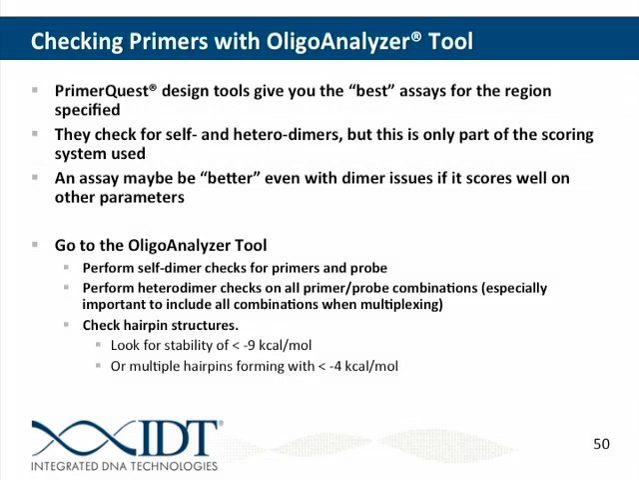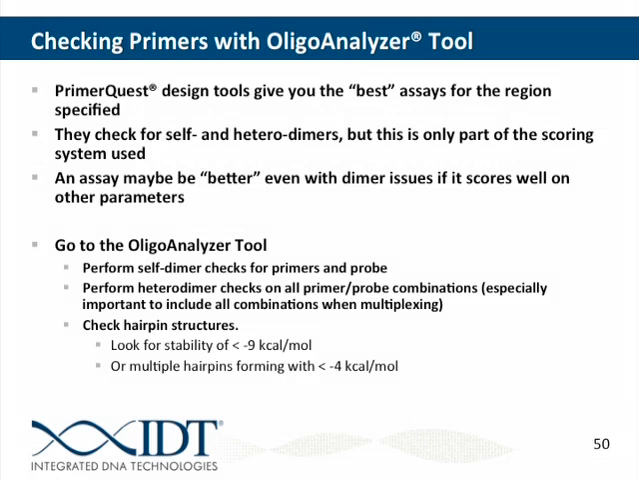And so the PrimerQuest designs that come out are always going to give you the best assays for that region that you specified. So it's going to use the sequence that you give it, though. So if you're giving it a difficult sequence context to work with, the assays that come out may not always be the perfect assays, but they're the best assays for that sequence that you are giving PrimerQuest.